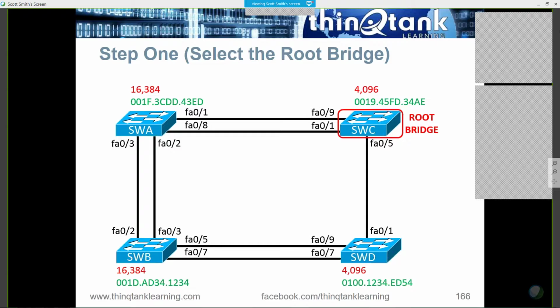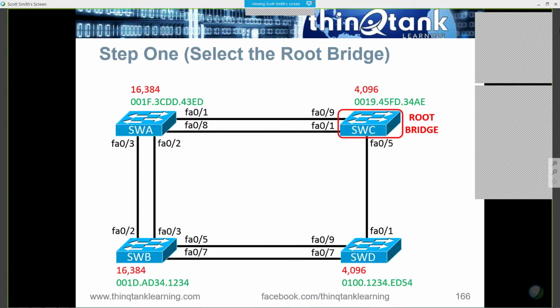We pick the direction first, and then if there's a tie in the same direction, we always pick the lowest port number. But what about switch B? Now we really have a conundrum. Because I can go through switch A, it's got a cost of 38, 19 plus 19. Or I can go to switch D, and it has a cost of 38, 19 plus 19. So now I've got a tie. I can go one way or I can go the other way.